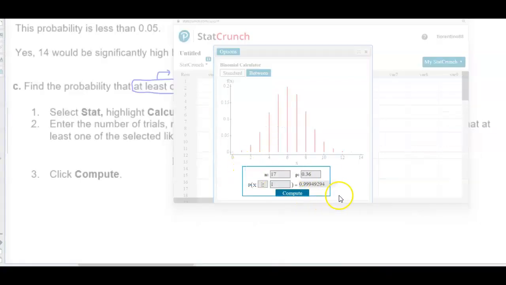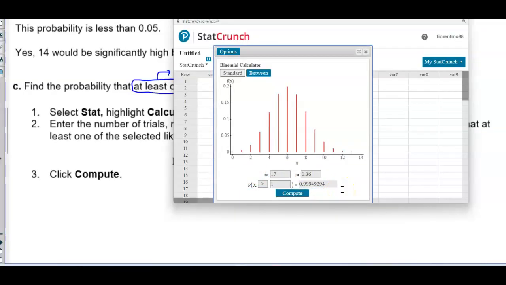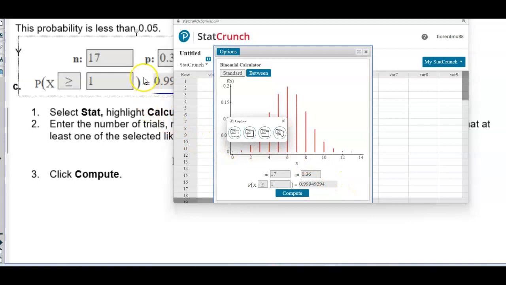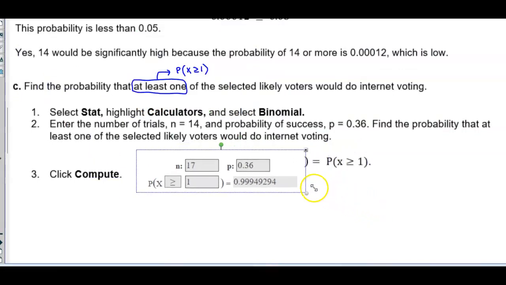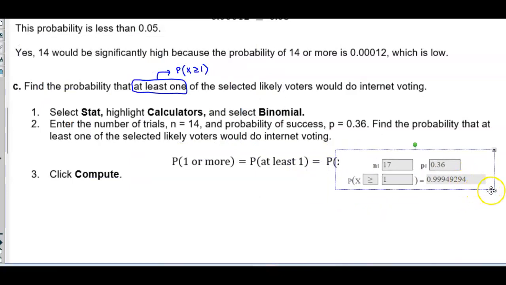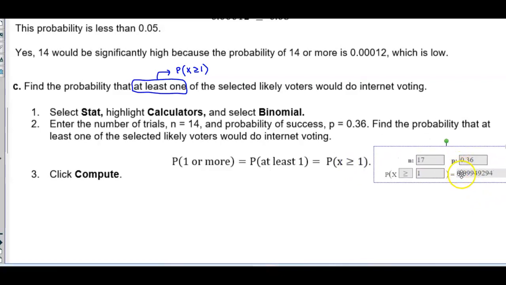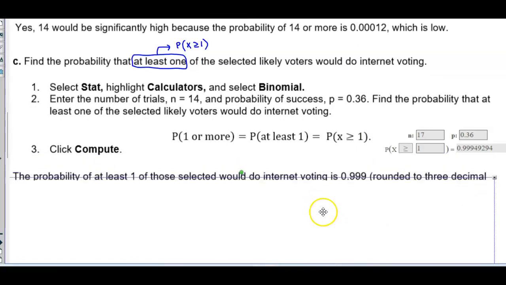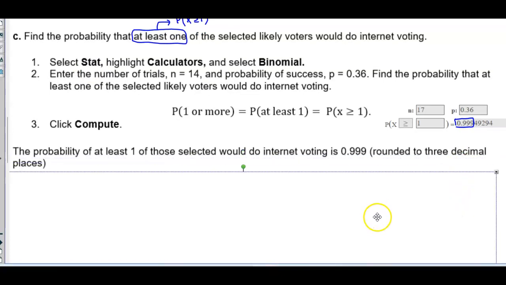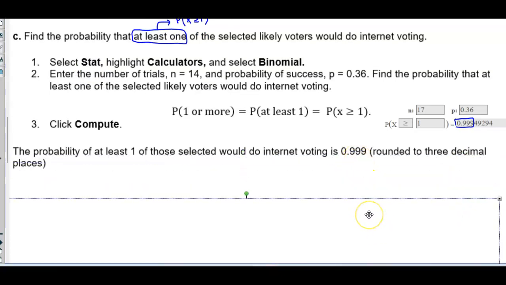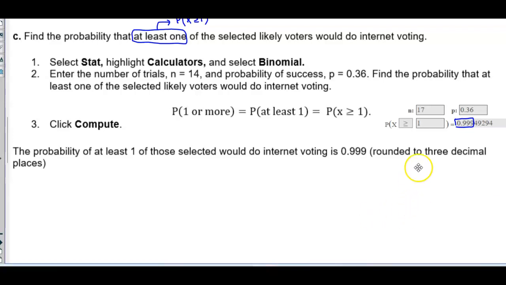Now let's take a look at that probability. Again, we're rounding this to 5 decimal places according to the question. We have 0.99949. So the probability of at least one of those selected would do internet voting is 0.999. In this question, they're actually asking you to round it to 3 decimal places. Rounding to 3 decimal places, we get 0.999, and therefore that represents our solution for part C.